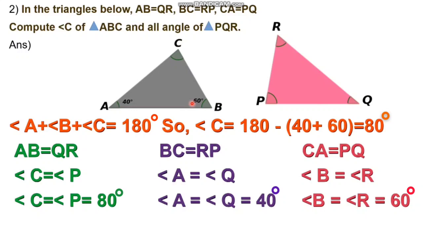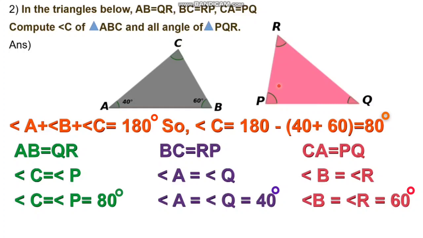Now the second question. In the triangles below, AB is equal to QR, BC is equal to RP and CA is equal to PQ. Compute angle C of triangle ABC and all angles of triangle PQR. Two triangles are given here, triangle ABC and triangle PQR. In the question, the three sides of triangle ABC are equal to the three sides of triangle PQR. From this we get that the two triangles are equal triangles.